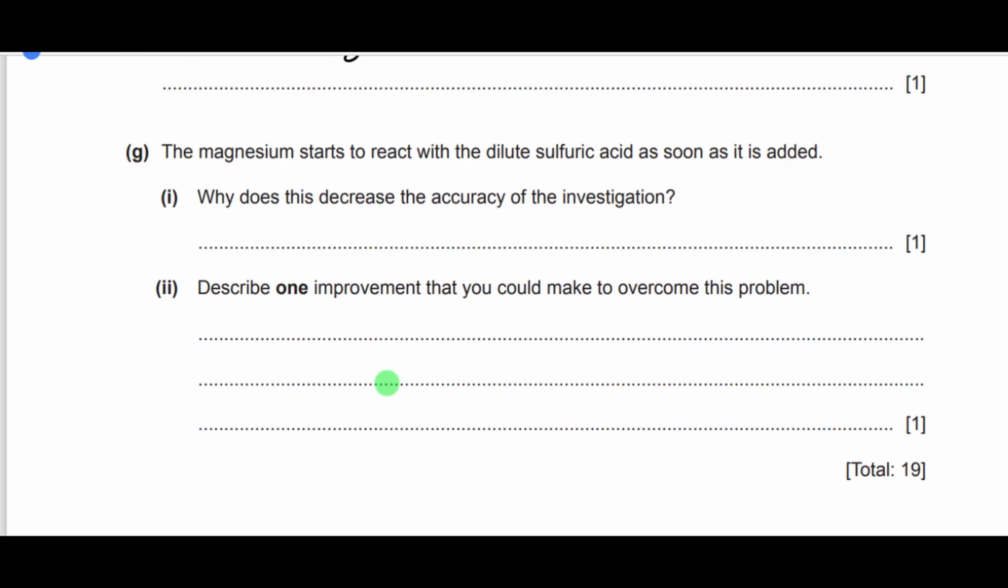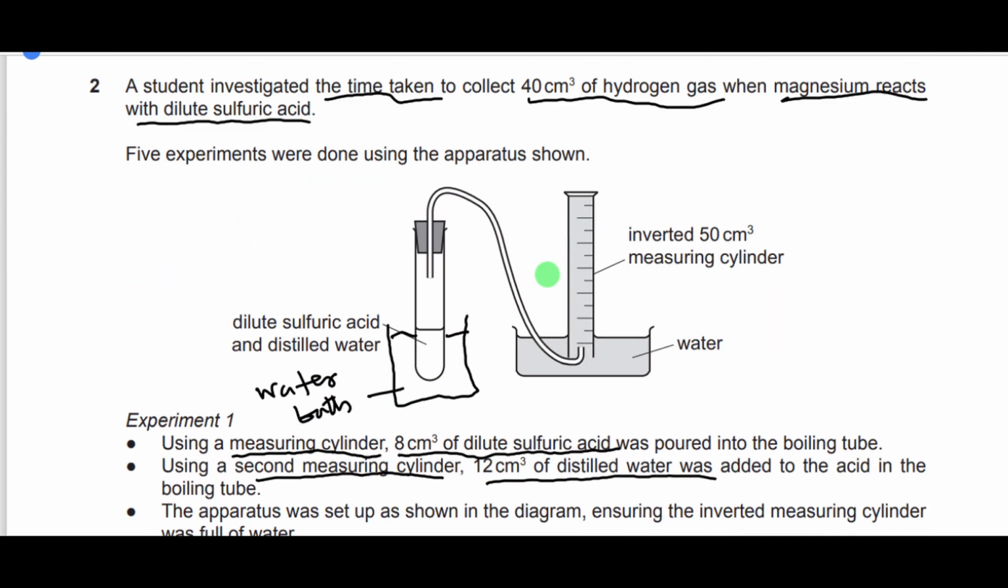Alright, so let's continue. The magnesium starts to react with the dilute sulfuric acid as soon as it is added. Why does this decrease the accuracy of the investigation? Yes, because immediately you add the magnesium to the acid before you cover the bung, the reaction will start, because it's a spontaneous reaction, right? Immediately the magnesium touches the acid, hydrogen gas will be liberated, and that volume will not be accounted for. That volume will not be measured. So at the end of the day, whatsoever you are measuring will not be accurate, right?